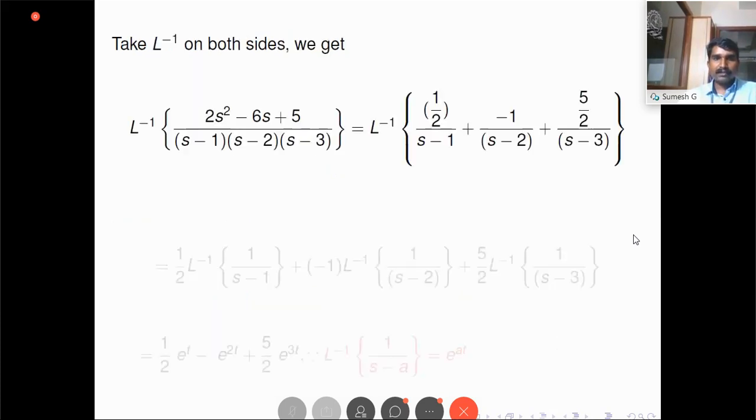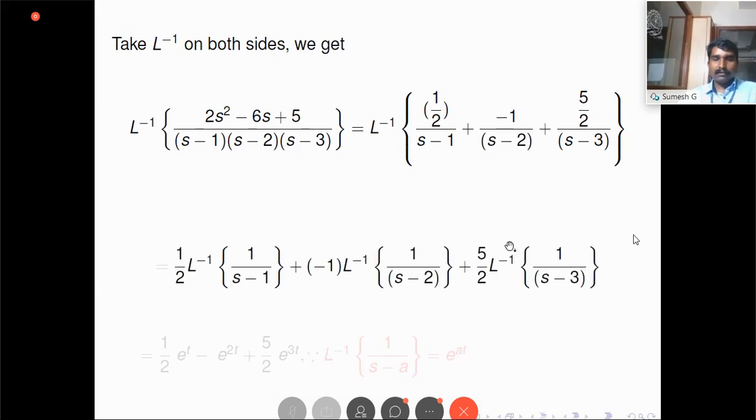Take inverse on both sides and obtain the expression like this. Then apply the linearity property and take constants outside. It becomes 1 by 2 into inverse of 1 by (s − 1), minus 1 into inverse of 1 by (s − 2), plus 5 by 2 into inverse of 1 by (s − 3). And these are of the form inverse of 1 by (s − a), which is e raised to at. Inverse of 1 by (s − 1) is e raised to t. Inverse of 1 by (s − 2) is e raised to 2t. And inverse of 1 by (s − 3) is e raised to 3t.